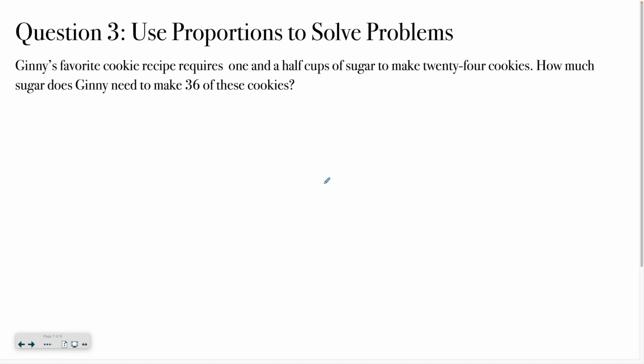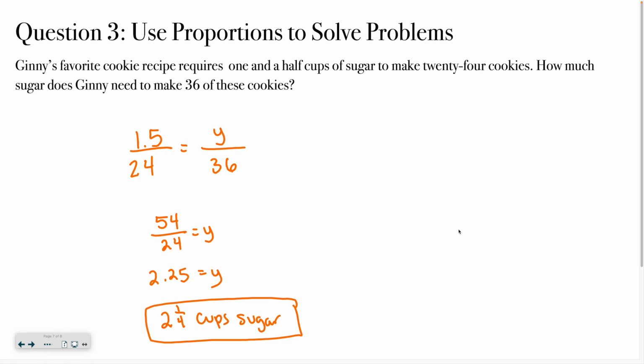All right, last question. This one's for you to solve. Okay, we have Ginny's favorite cookie recipe requires 1.5 cups of sugar to make 24 cookies. How much sugar does Ginny need to make 36 of these cookies? Okay, so go ahead, set up your proportion and solve. Don't forget to use your calculator, okay? Good luck.